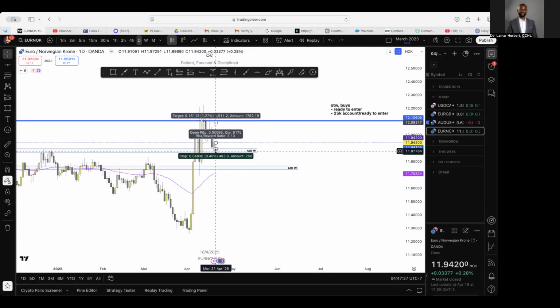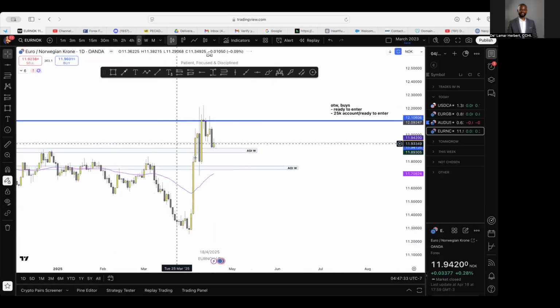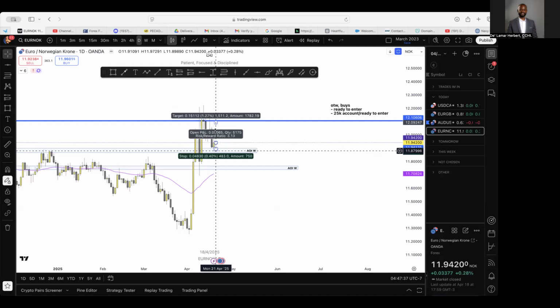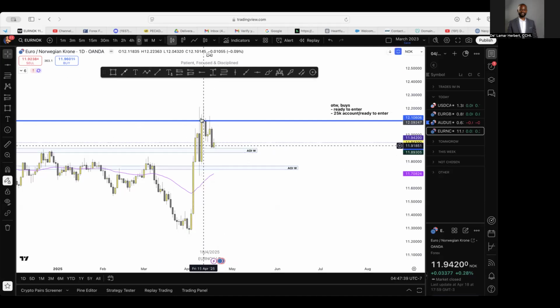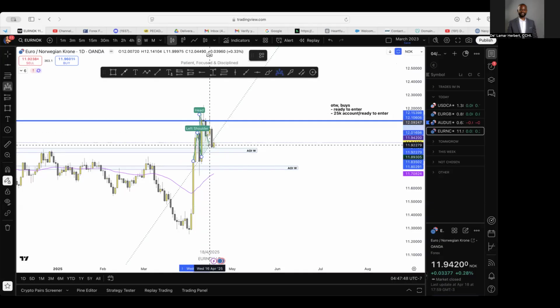So we had this pullback. This looks a lot better too, as you can see. The weekly had a pullback, daily had a pullback, and that's what we're having right here. So this is a daily pullback. Now this could be a setup for head and shoulders. As you can see, we do have this left shoulder, that head, and then that right shoulder. So we just want to be careful there.